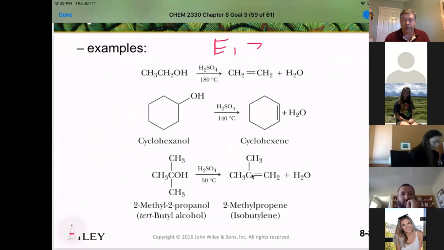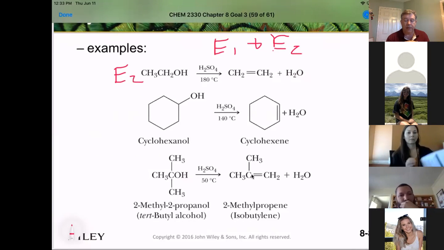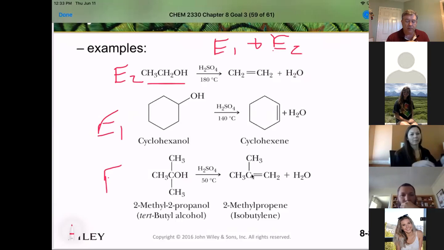These are E1 and E2. And it all depends on whether it's primary, secondary, or tertiary alcohol. So obviously this would undergo an E2 reaction because it's primary. This is going to undergo an E1. This is going to undergo an E1. So we can form carbocations.